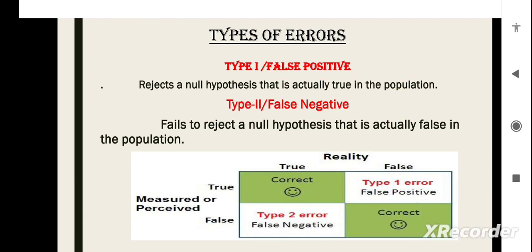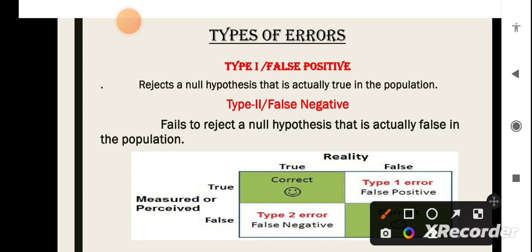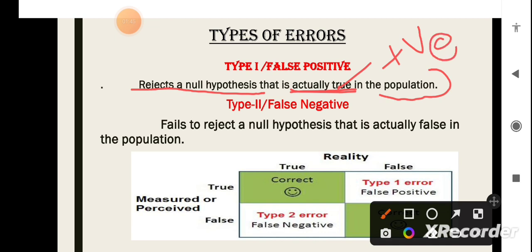The type 1 error occurs when we reject a null hypothesis that is actually true in the population. So here, as we are rejecting a null hypothesis that is actually true, that is actually positive, that's why it is known as false positive.